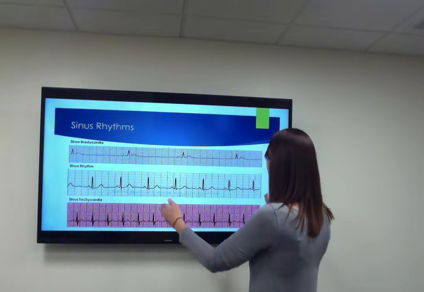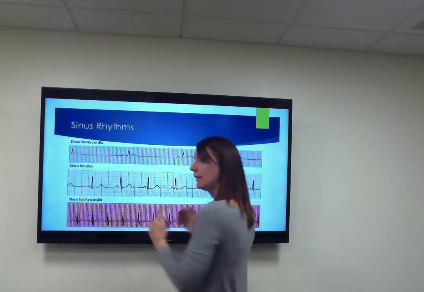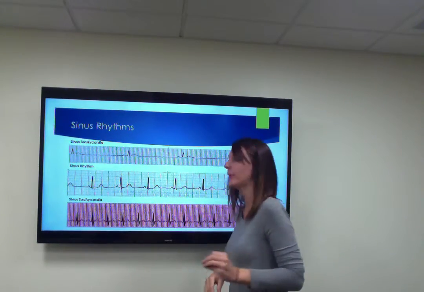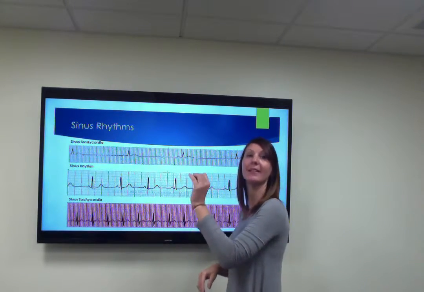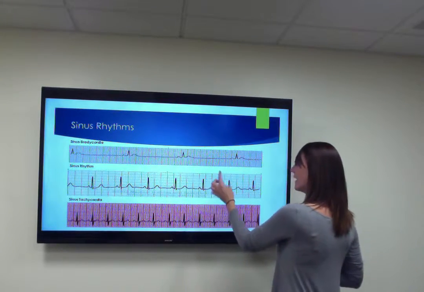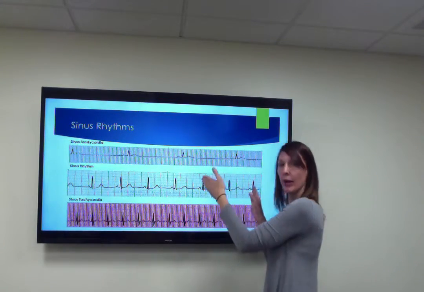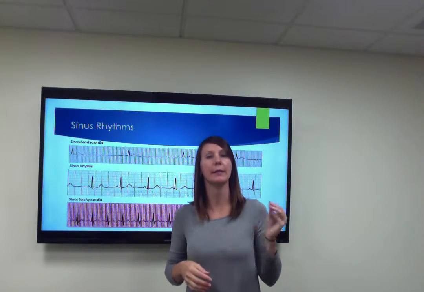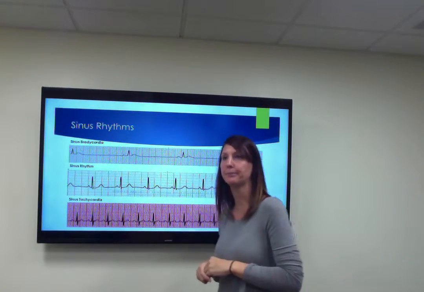And then for your heartbeat, this is a 6-second lead. To count your heart rate, you're going to count the QRS complexes and multiply by 10. So you have 1, 2, 3, 4, 5, 6, 7. So that heartbeat is 70 beats per minute. And for sinus rhythm, we want it to be between 60 and 100 beats per minute.